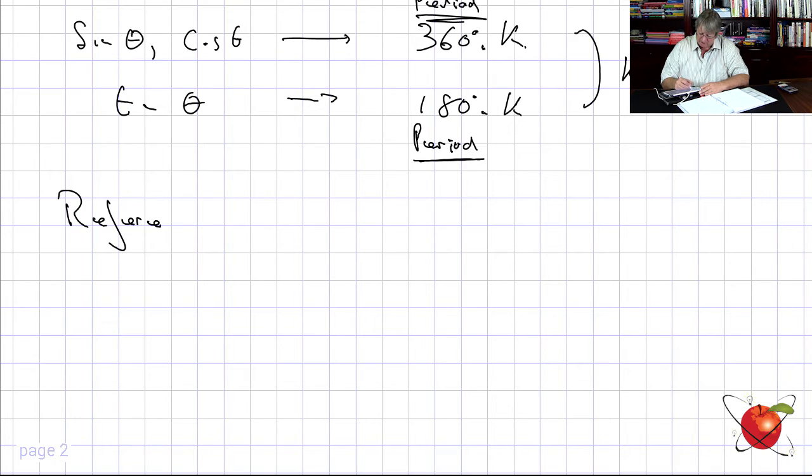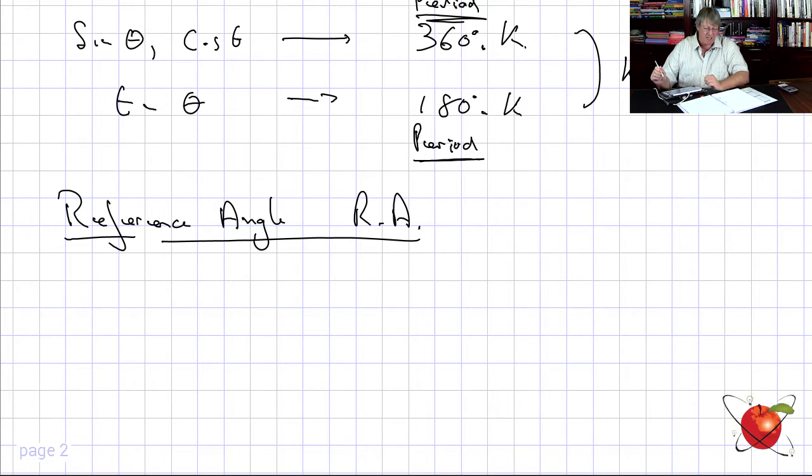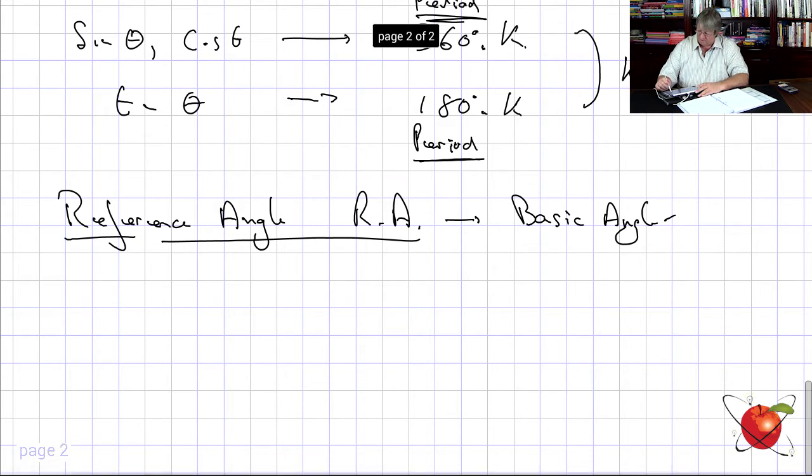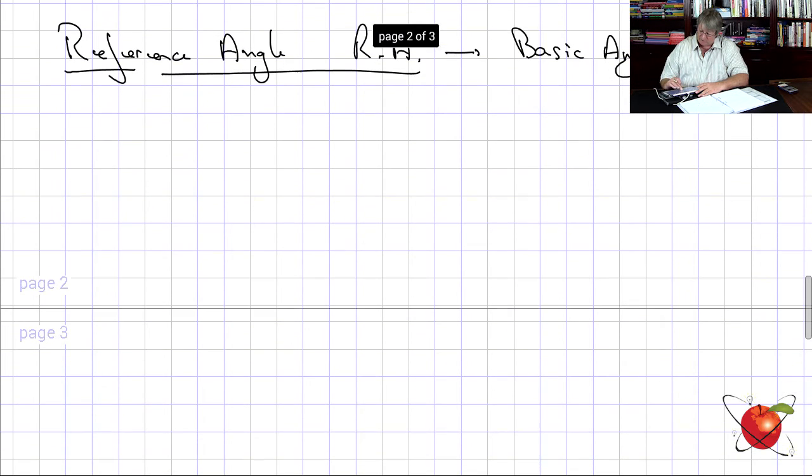The next thing we're going to introduce is something called a reference angle, which is R dot A. And I'm going to show you how to use it. The reference angle, in essence, is going to be a basic angle from which we're going to work. Okay, I've got my reference angle.